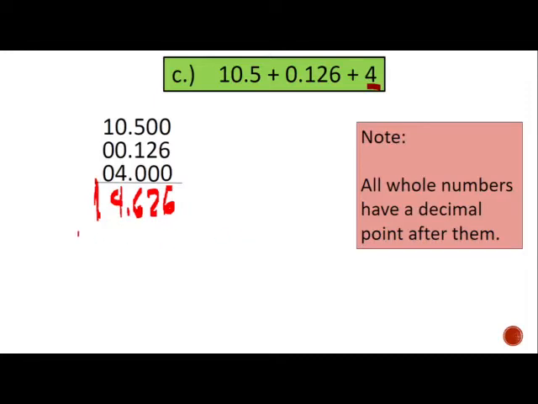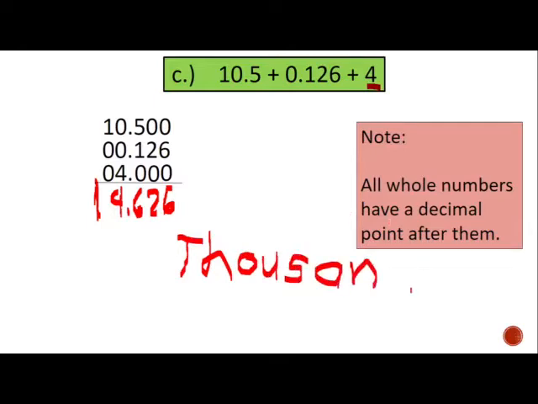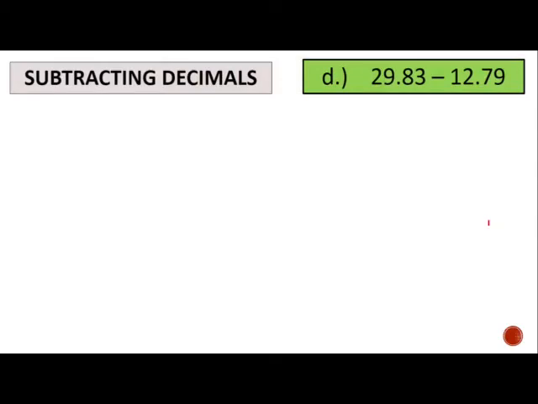When you read this, it's 14 and 626 thousandths. Yung mga place value ng mga decimals natin, parang mga place value lang din ng mga whole numbers. Ang difference lang ay thousands, no? Meron tayong idinadagdag na TH sa kanila. Right? There. Thousandths. Next now, subtracting decimals.